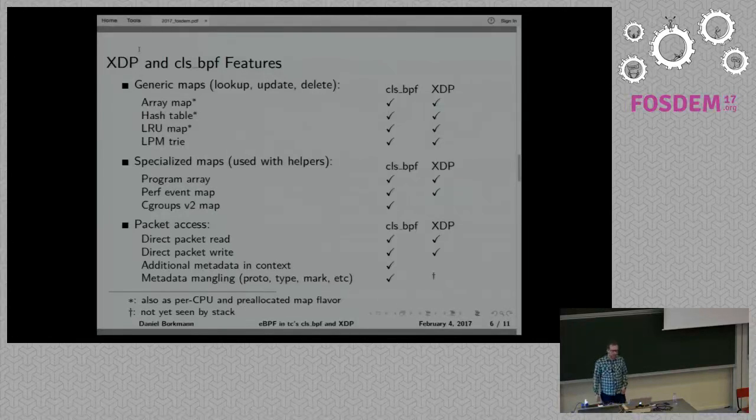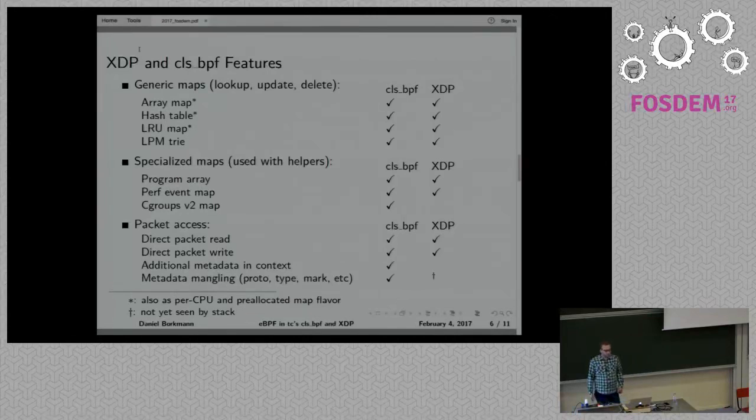There's direct packet access, which is supported in both cases, CLS BPF and XDP. Direct packet read and write means that in the past, CLS BPF had to use helper functions where you pass in a stack buffer, and it gets filled with the offset and the number of bytes you want to read. But direct packet read and write means you can, for example, just cast your header directly without having to go through a helper. So it's a performance optimization.